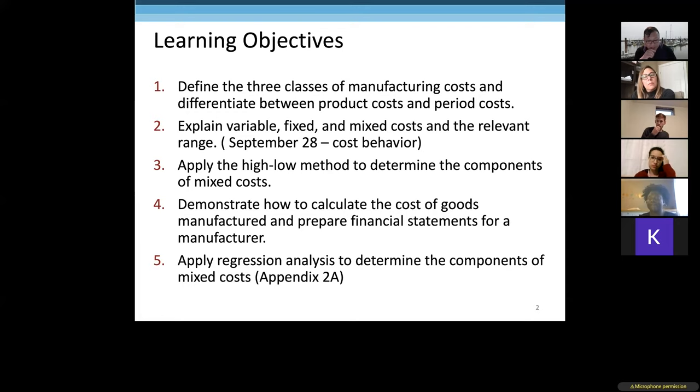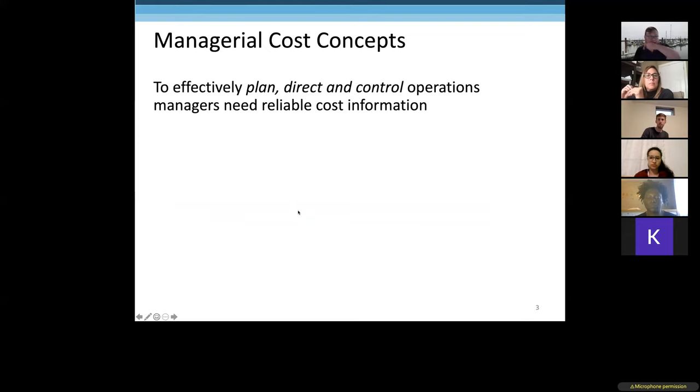And the last one is about applying regression analysis to determine the component of mixed cost. Again, this one we are going to use Excel. I'm going to show you some examples, so we're going to do it on September 28th.